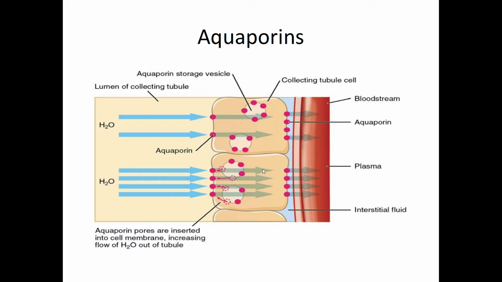This lets very little water through, even if there's a big concentration difference. However, when ADH is released, that causes a whole lot of aquaporins to be taken from these aquaporin storage vesicles inside the cell and moved into these membranes. When they're moved into these membranes, that's going to allow water to flow down the concentration gradient from the filtrate into the cell and then into that very concentrated extracellular fluid and then the plasma. So when ADH is released, that causes more reabsorption of water in the collecting duct.